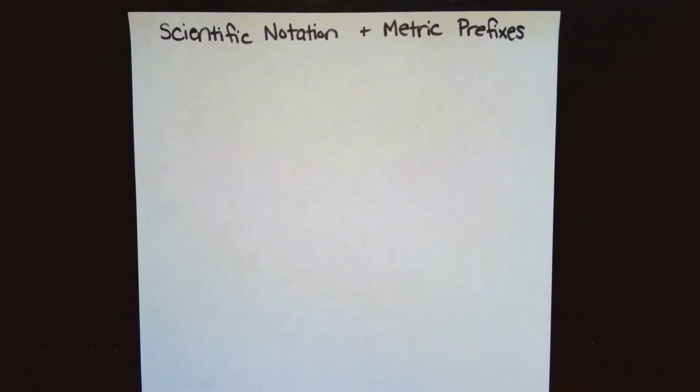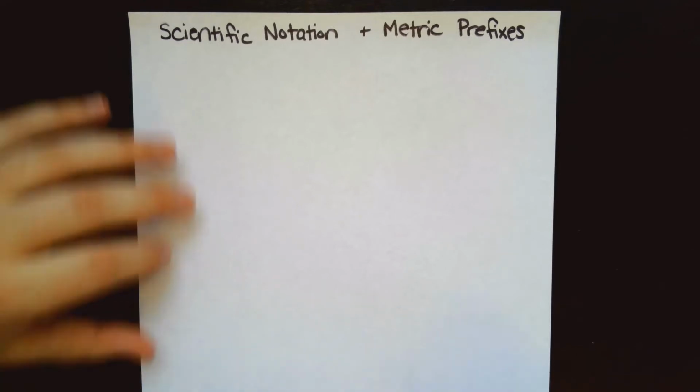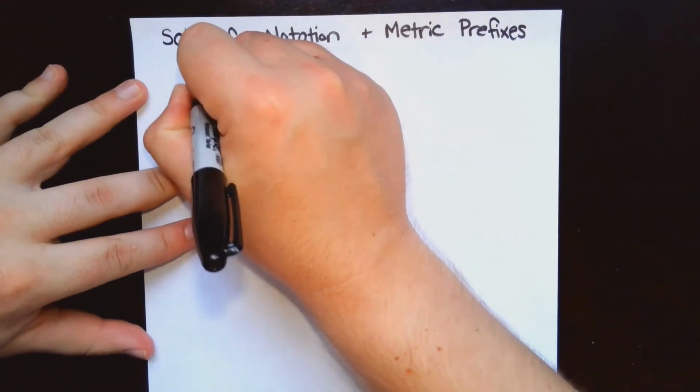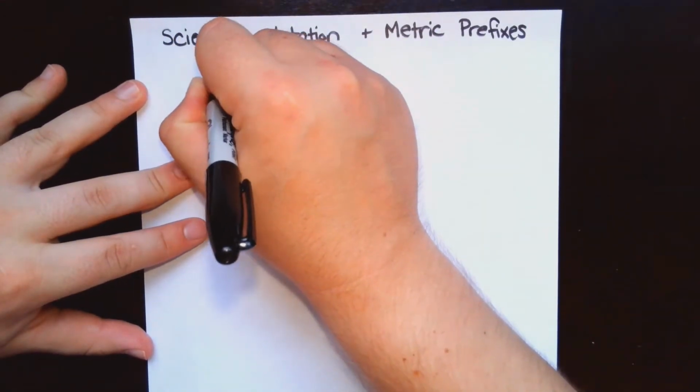Alright, in this video, I want to give you a brief introduction to scientific notation and metric prefixes. I'm sure you probably know a bit about this already, but I just want to cover it to make sure we're all on the same page. First, talking about scientific notation, that's when you have a number and an exponent.